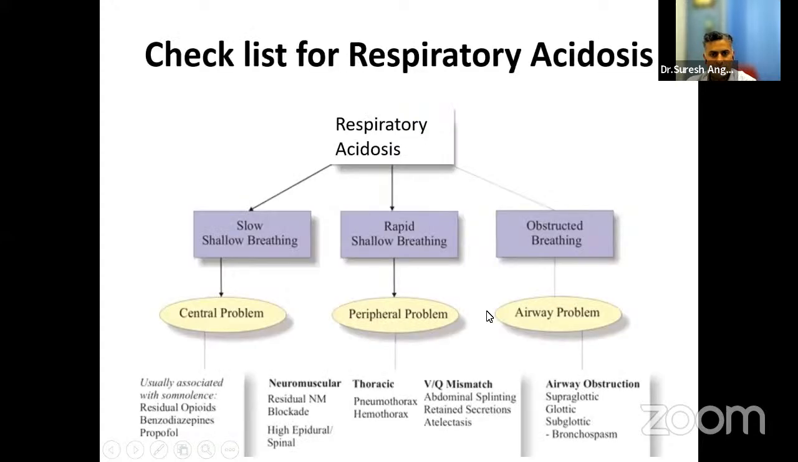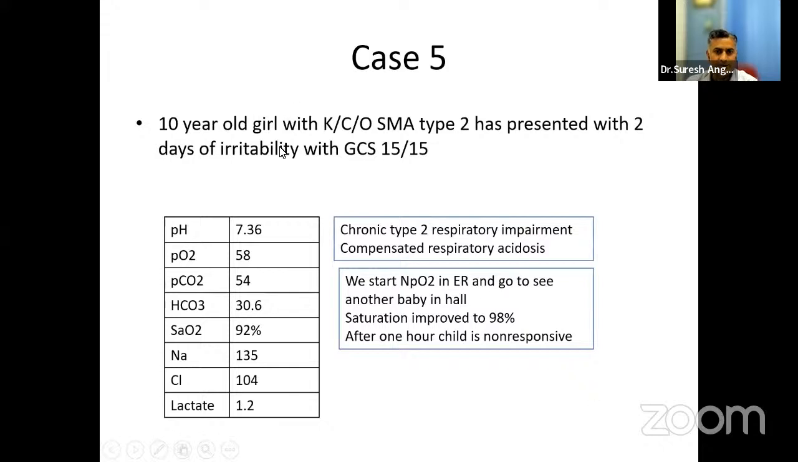I think, yeah, one more case I want to take. Yeah. So this is the last case, a 10-year-old girl, SMA type 2 or 3. And she presented with a 2-day history of irritability with GCS of 15. And this is the blood gas. 7.36, PO2 58, PCO2 54, bicarb 30, saturation 92%. And so these are the electrolytes. So what is your interpretation?